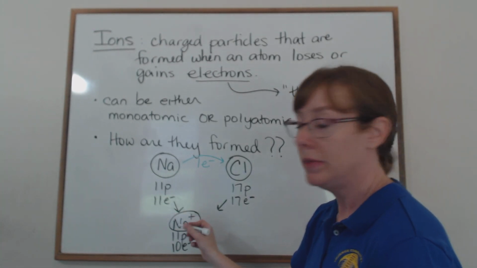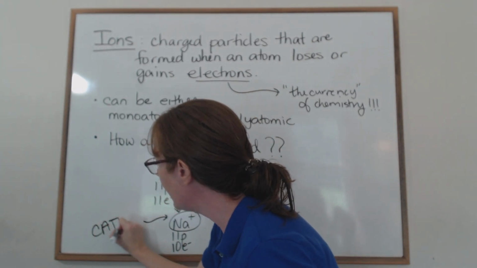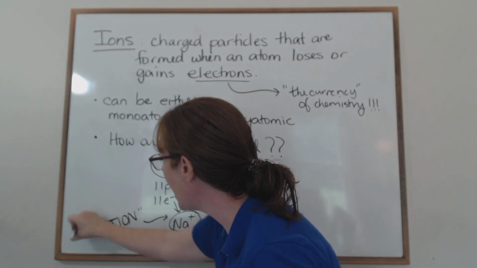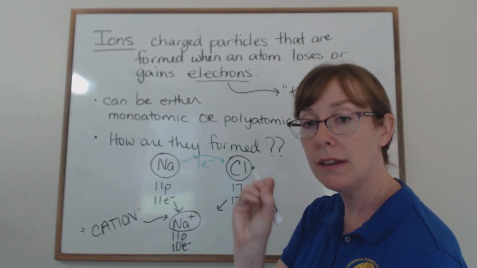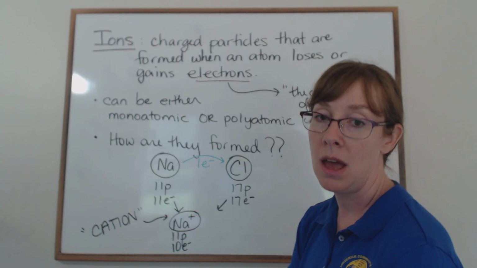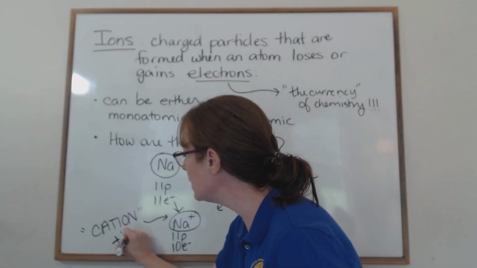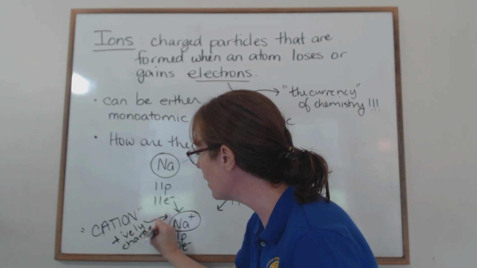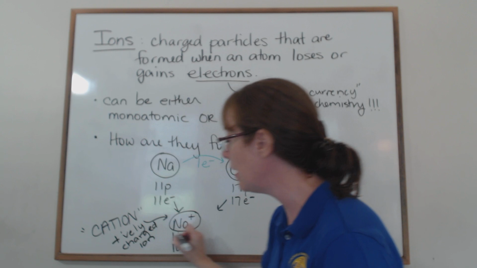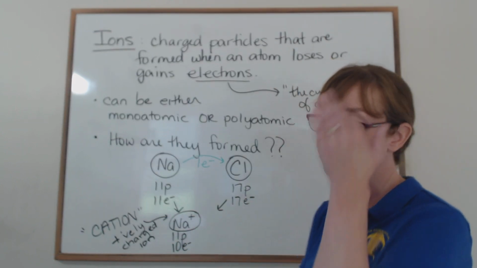That right there is what you would call a cation. A cation is a positively charged ion. Positively charged, and I see a T right there, I think positive. So, positively charged ion. That is a cation, and you would actually call him the sodium cation. That would be the right terminology for that.